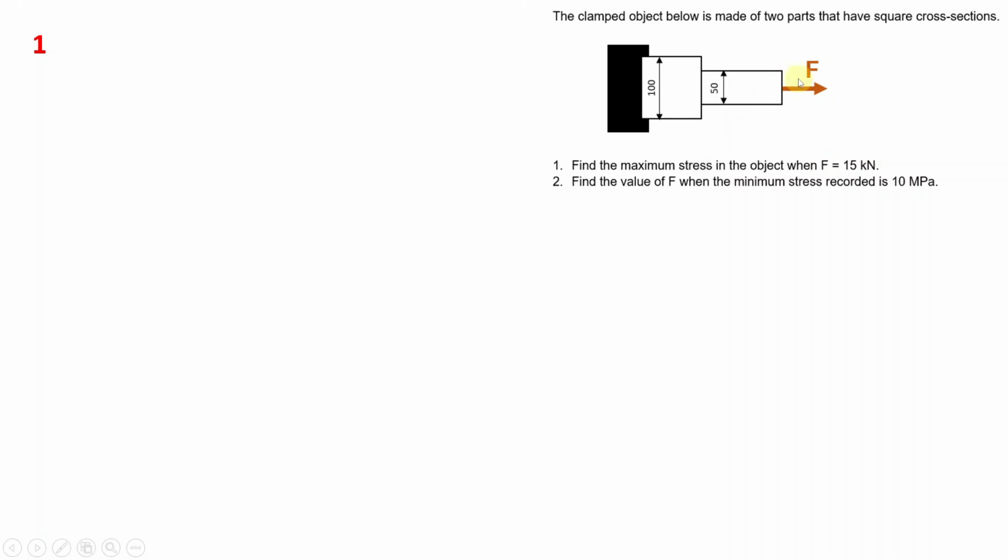So therefore, we will use that to get the stress. But first, let us find the smallest cross-section area, and it's going to be equal to this. As you can see, I have changed my dimensions to meters, because you know in engineering dimensions are given in millimeters, and so you need to change that to meters. 50 millimeters is 0.05 meters.